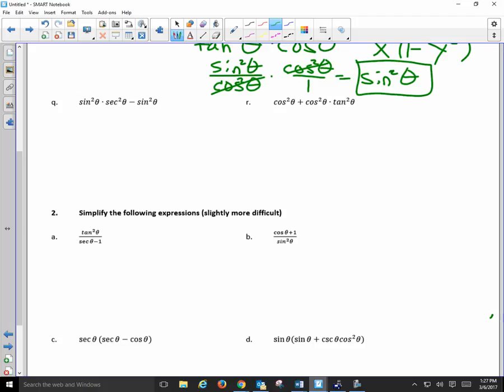Let's skip Q. Let's do R, because we're pirates today. What can you factor out? And when I factor out cosine squared, I get 1 plus. Sweet. 1 plus tangent squared. That looks confusing.